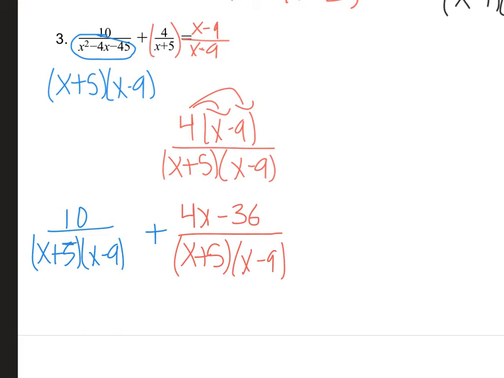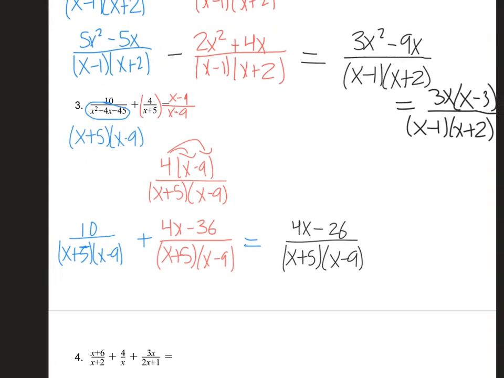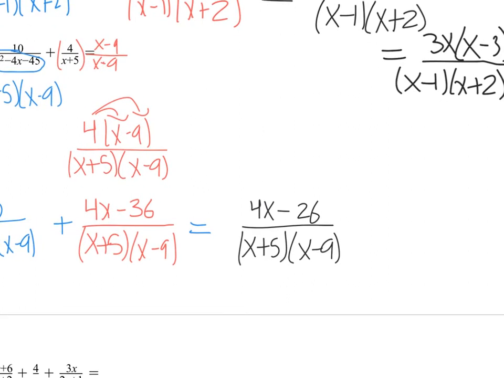Then I can combine. 10 plus 4x minus 36: the 4x I can't combine with anything, but the 10 and the negative 36 I can. So I can say 4x minus 26 all over x plus 5 times x minus 9. Again, we can definitely simplify that a little bit. I can take out a 2, and what's left is 2x minus 13, and the denominator is unchanged.